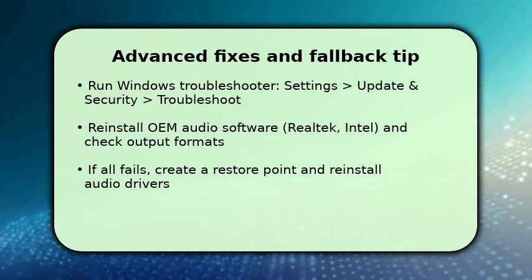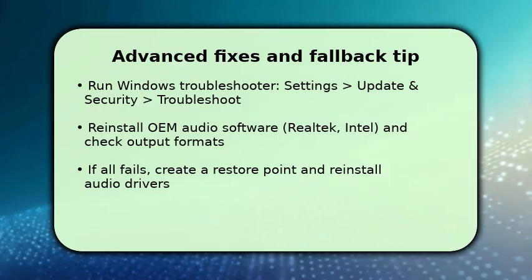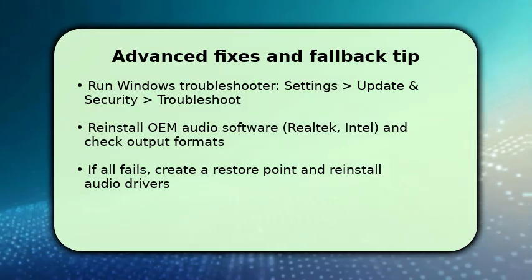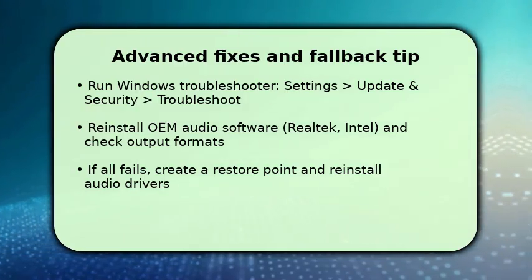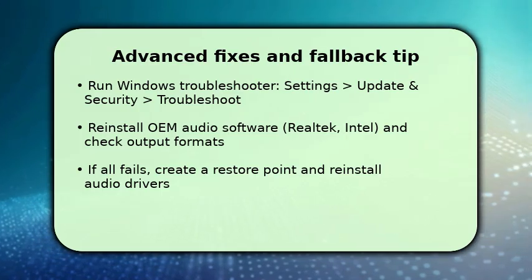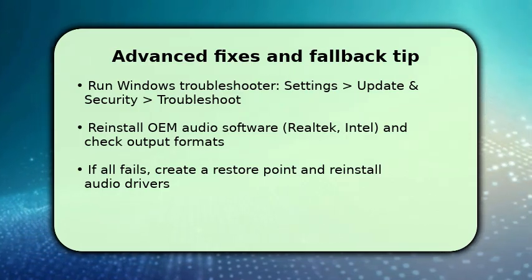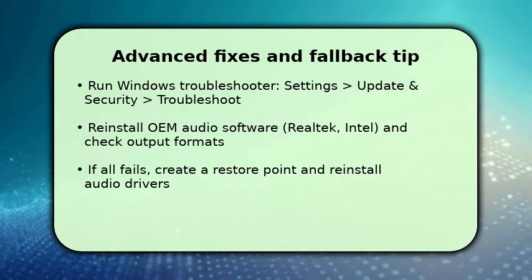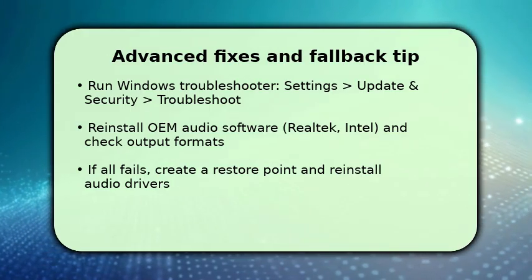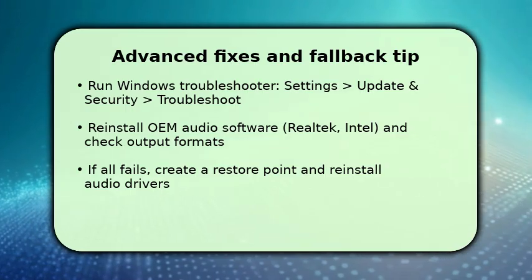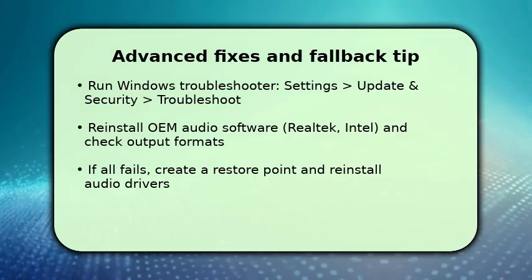Finish with advanced repairs and a safety net. Run the built-in troubleshooter under Update and Security, right arrow Troubleshoot to auto-fix common issues, then reinstall OEM audio packages like Realtek or Intel, and verify output formats and bit depth in Sound Control Panel, right arrow Properties, right arrow Advanced. If you made system changes, create a restore point before major reinstalls.